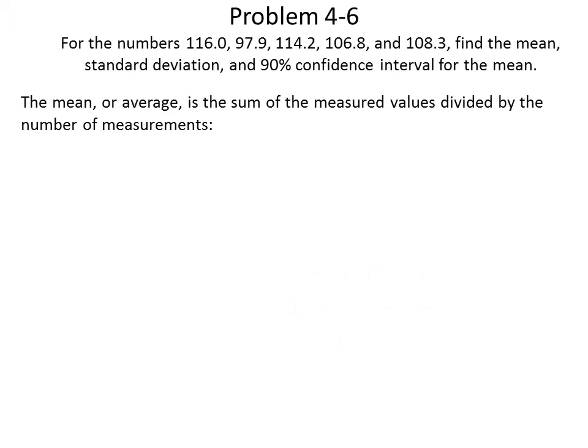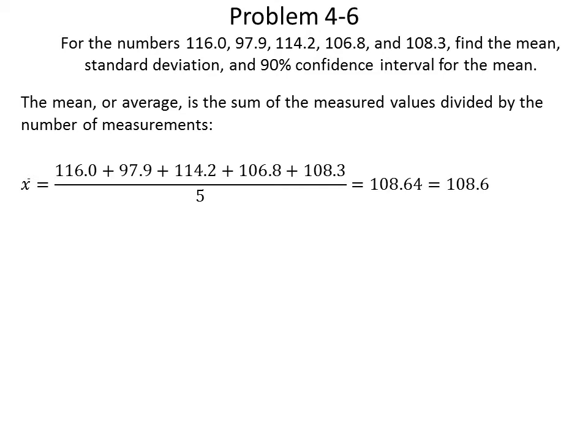The mean, or average, is the sum of the measured values divided by the number of measurements. For this data set, we sum each of the values in the numerator, divide by 5, the number of measurements, and we find that our mean is 108.64, which is equal to 108.6.